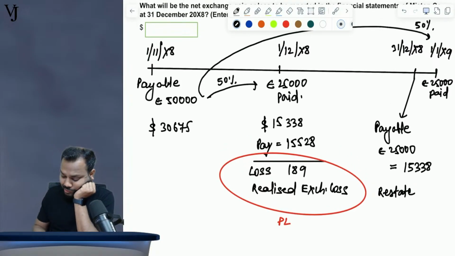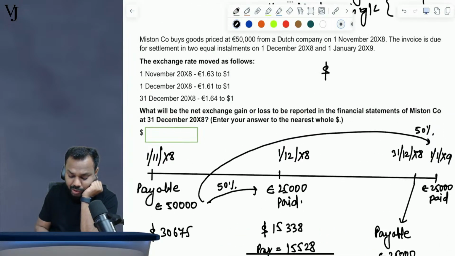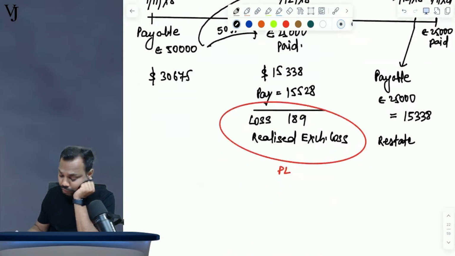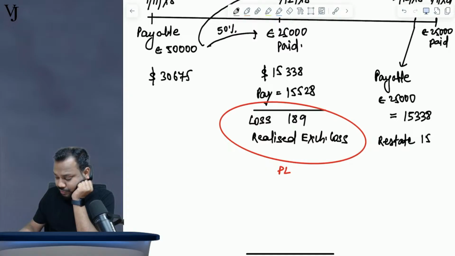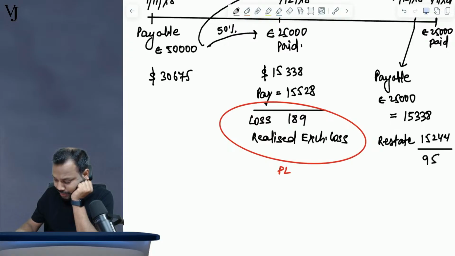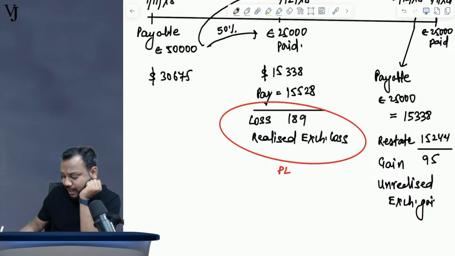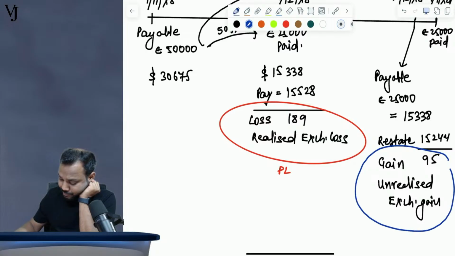But when we restate, we say 25,000 divided by the balance as of today, 1.64. It is 15244. The value of the payable reduces, and we get a gain of 95. And this is an unrealized exchange gain.